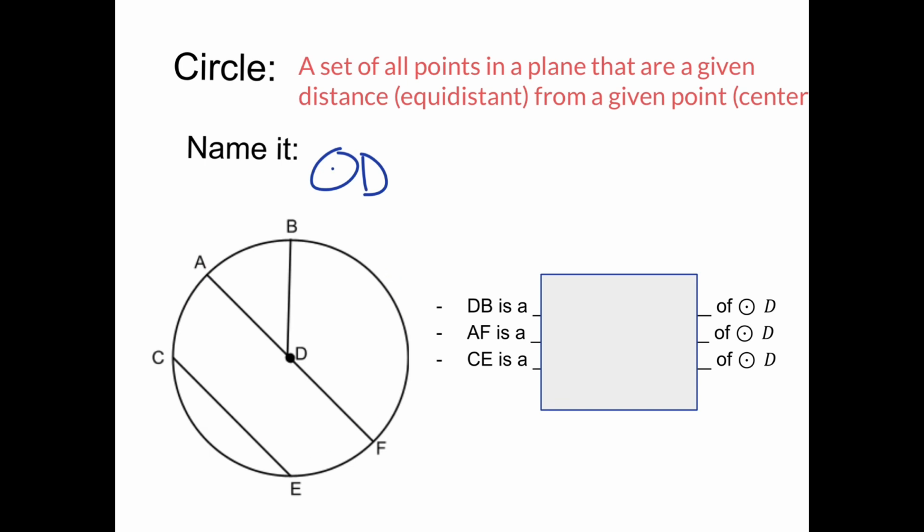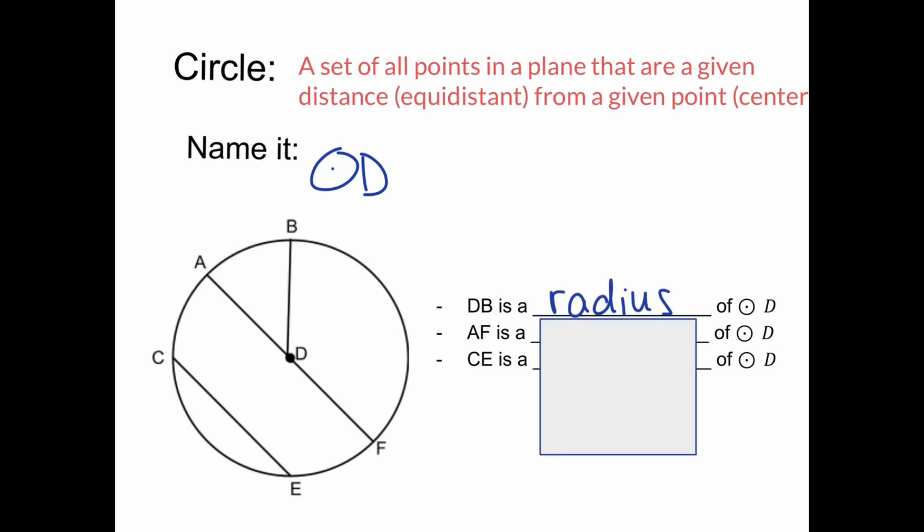And with the different parts, DB, I'm looking over here now. DB is a blank of circle D. So DB is a radius. It goes from the center to a point on the circle. We don't say side because technically circles don't have sides. So from the center to a point on the circle is called a radius.